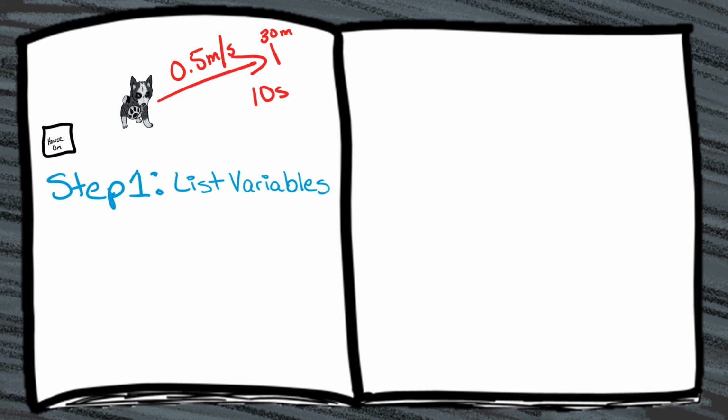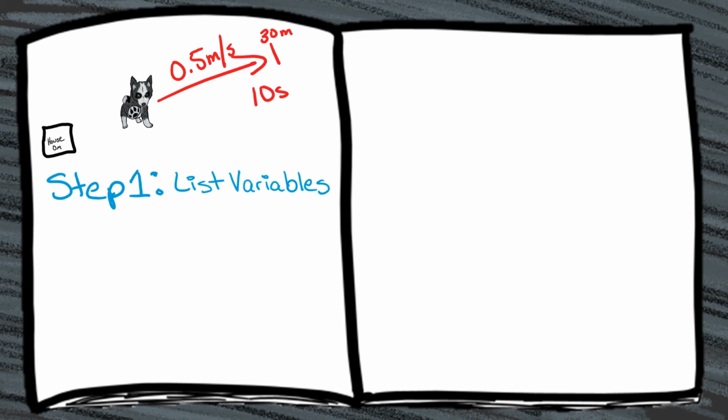A dog chases a cat down the street at a velocity of 0.5 meters per second for 10 seconds and ends up 30 meters north of your house. What was his initial position? Let's start with our first step, which is to make our list of the variables.